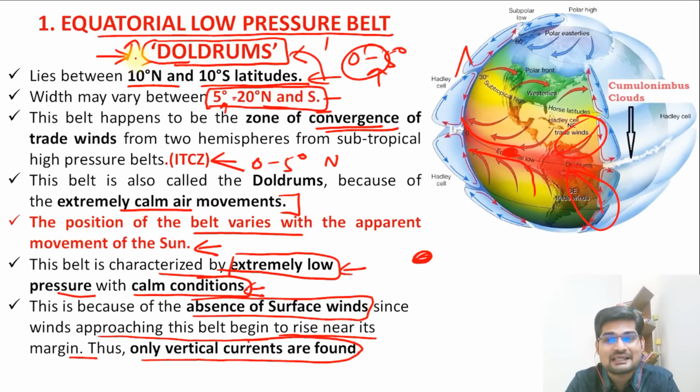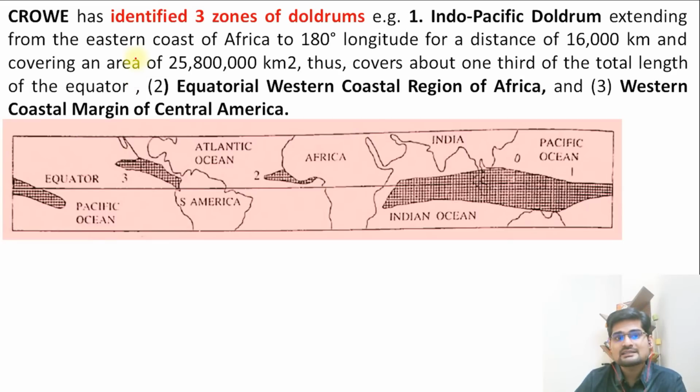So that is the whole idea behind this equatorial low pressure belt and doldrums. Now, to understand the zones of doldrums on Earth, Crowe, the scientist, has also discussed and divided these particular zones of doldrums that we need to know.